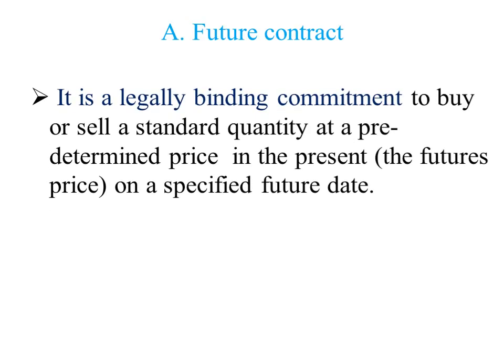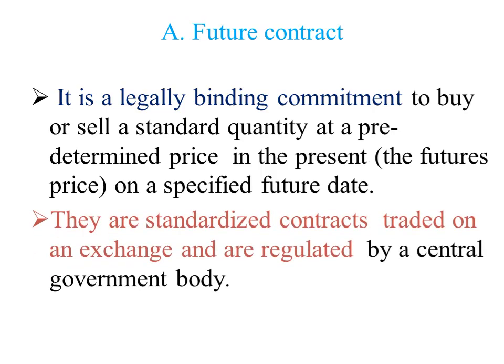When we come to future contracts, it is a legally binding commitment to buy or sell a standard quantity at a predetermined price in the present, at the future price on specified future dates. This is legally binding. Future contracts are standardized contracts traded on an exchange and are regulated by central government bodies. So it is bound by law or controlled by government in other ways, and it has its own standard.